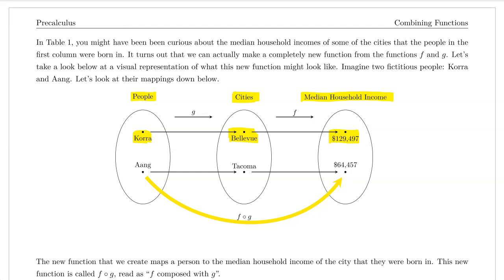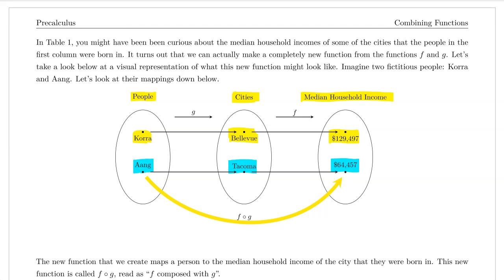And then we have this other person, his name is Aang. When plugged into the g function, he maps to Tacoma because that's the city that he was born in, and Tacoma has a median household income of $64,457. So essentially we're looking at two functions, taking the input of one of the functions, getting an output, and then plugging that output into a completely different function and getting a new output.